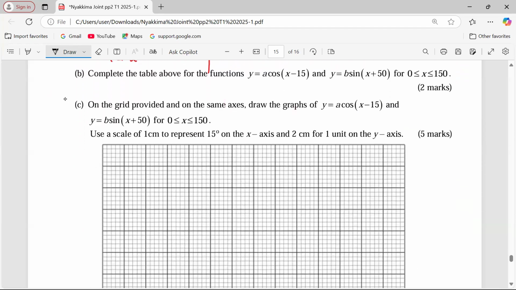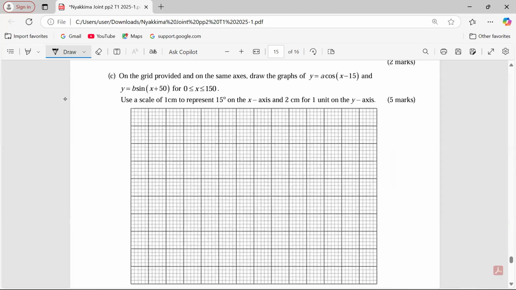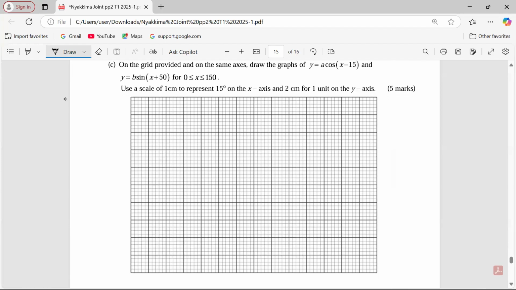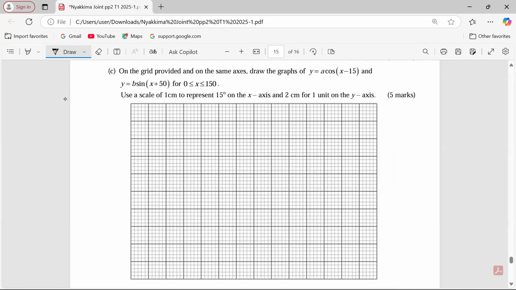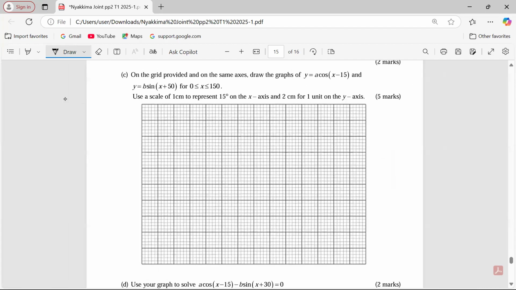So we have to go to the third part, whereby we are told on the grid provided and on the same axis, draw the graphs of y equals a cosine of x minus 15 and y equals b the sine of x plus 50 for the range of x between 0 and 150. So we're going to do this one now.